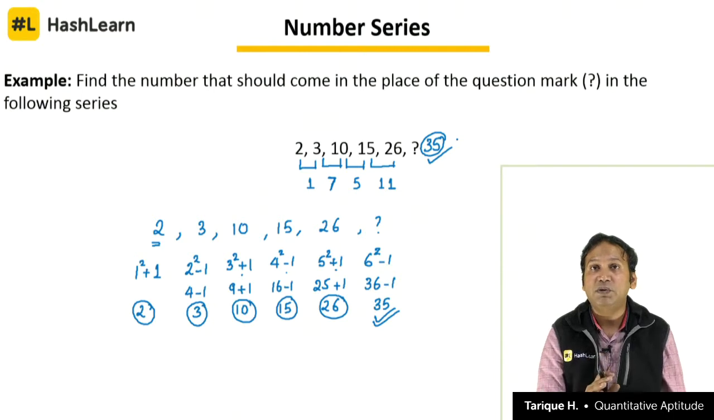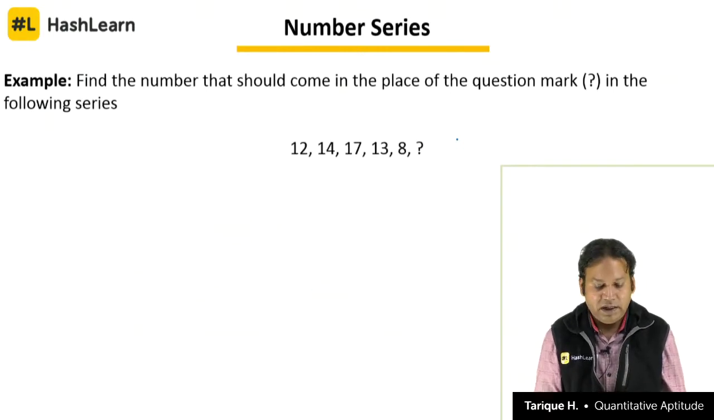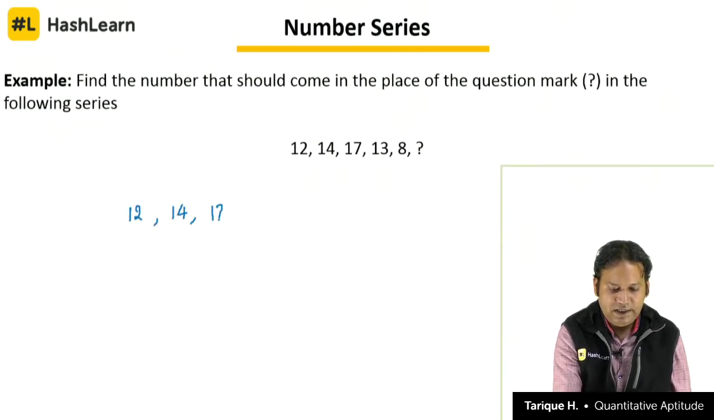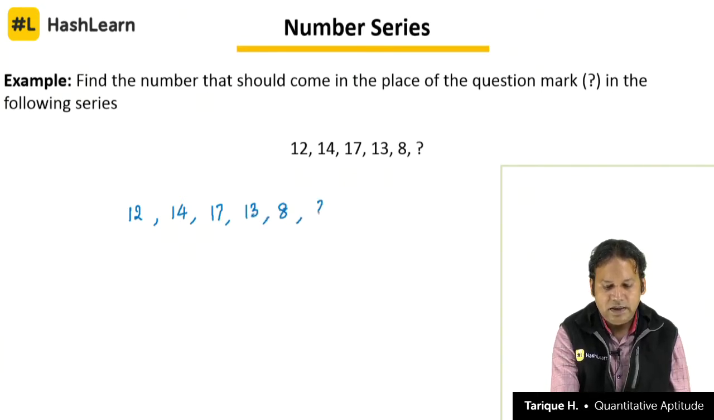We are exposing you to all types and all varieties of questions. After that, it's all about the number of questions you solve and practice, how much time you spend practicing. So now we have this question, find the number that should come in place of the question mark in the following series. So again we have here 12, we have 14, 17, 13, 8 and then we have a question mark.